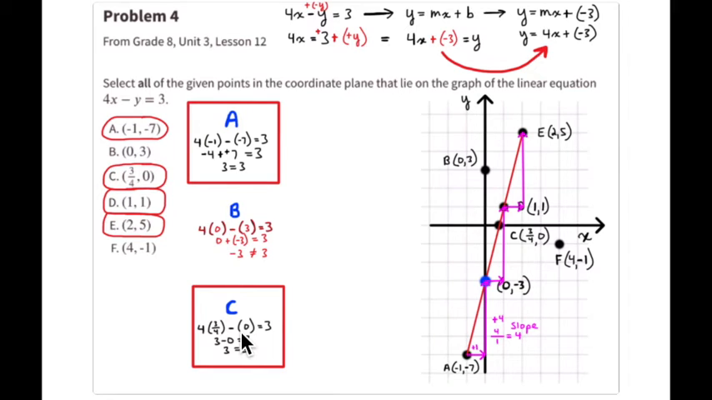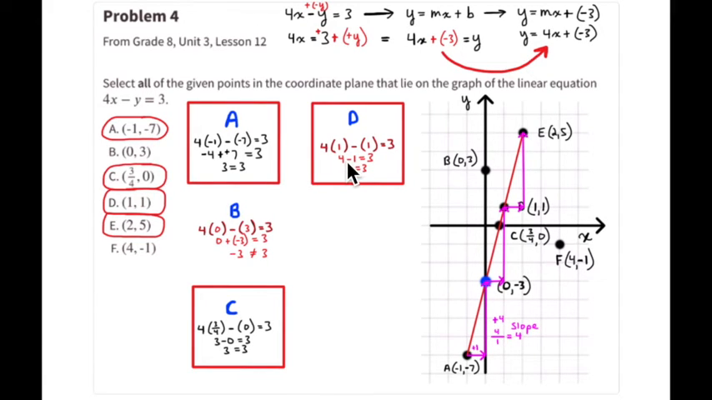C, 4 times 3/4. So x is equal to 3/4, y is equal to 0. So 4 times 3/4 minus 0. 4 times 3/4 is 3. These 4's cancel out, and you're left with the 3. 3 minus 0 is 3. So 3 equals 3, so C works.